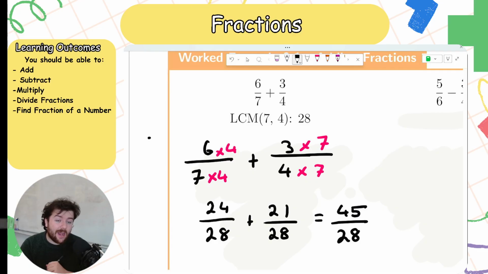So this is known as an improper fraction, or a top-heavy fraction. And usually in second level, secondary school, you would leave your answer as the top-heavy fraction.